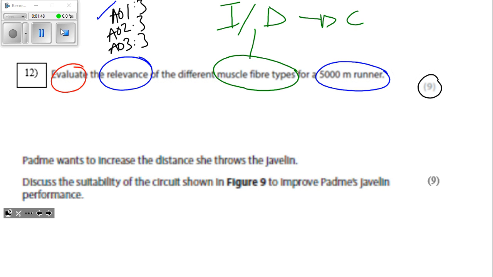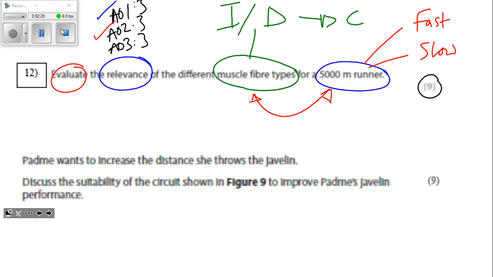We now are going to have to look for AO2, the application. Where are we going to get those from? So we now have to link our qualifier and our topic words together. So you now have to give me a point where this 5,000 meter runner would use the 3 fibers that you have already identified and explained. So we have fast twitch, which are split into 2. I'm not going to write what they are, that's down to you. And we also have slow twitch. Now for your AO2 points, you would have to write, like I've already said, when each one of those fibers would be used by the 5,000 meter runner.